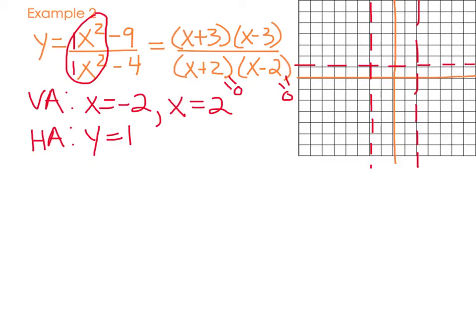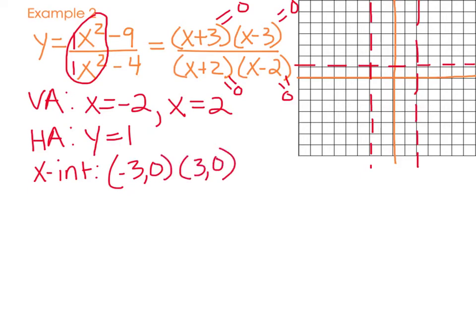All right, x-intercepts. Set the numerator equal to 0. You're going to have 2 x-intercepts. You're going to have one at negative 3, 0, and one at positive 3, 0. So we can put those on there. There's a point there, and there's a point there. Y-intercept, remember you plug a 0 in for x, so we have 0 squared minus 9 over 0 squared minus 4, which is going to end up being 9/4. So 0, 9/4, which is 2 1/4. So 2 1/4 is about right there.